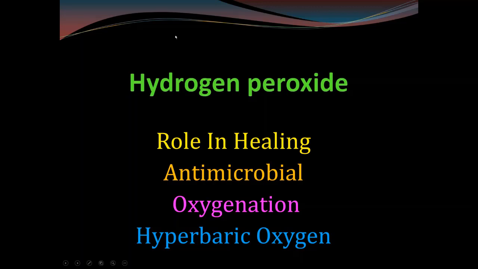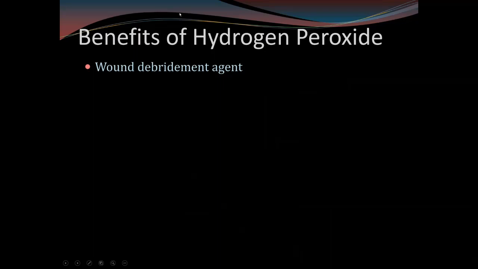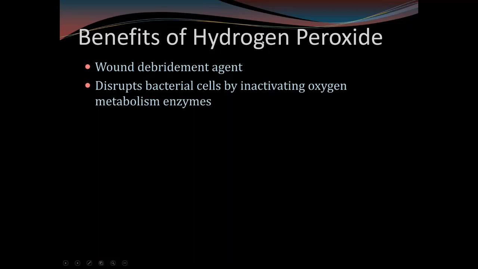So the benefits of hydrogen peroxide, well, one of the things is it's a wound debridement agent. So not only are you using it to control the etiology of disease, but you're also fulfilling the second step of the chronic wound guidelines, which is wound debridement. That's just the bubbling to get rid of the bacteria that are there. It disrupts the bacterial cell by inactivating the oxygen metabolism enzymes.